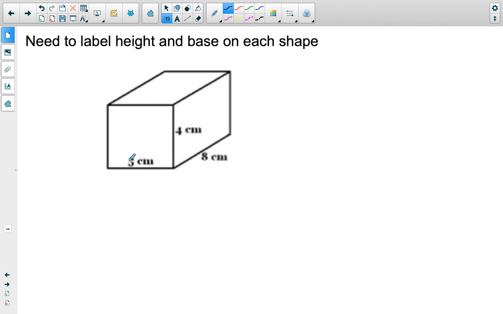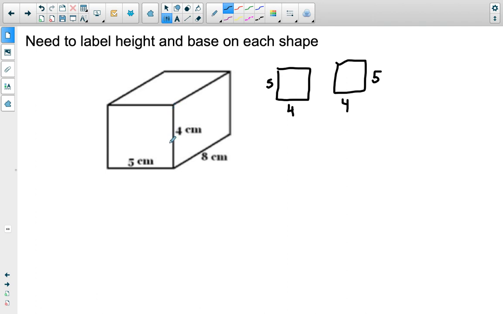I have bases that are 5 by 4 rectangles. They look like squares, but they're 5 by 4 rectangles. So I want you to draw your two bases that are both 5 by 4 rectangles. You don't need to connect them. You don't need to try to figure out what it looks like when you unfold it. Just know that you have two 5 centimeter by 4 centimeter rectangles. They don't have to be drawn to scale or anything fancy.